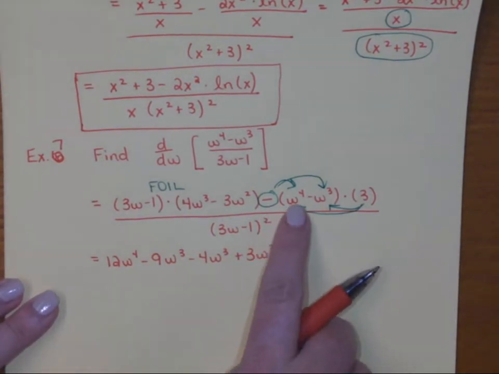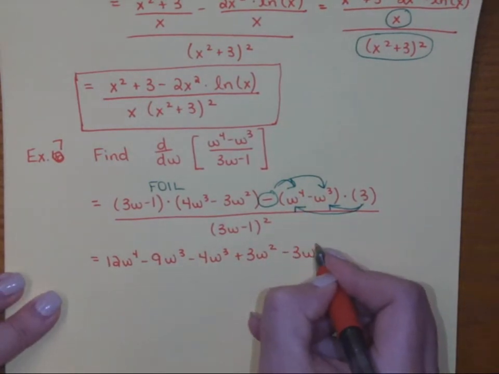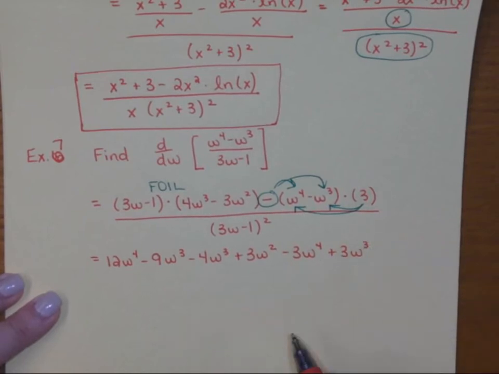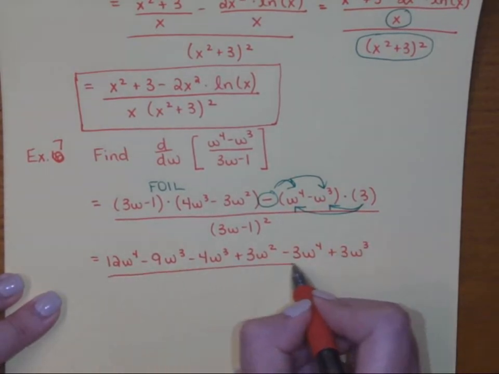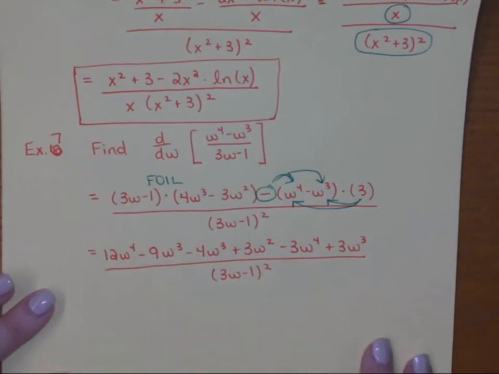And then remember, we're really multiplying through by negative 3. So this is going to be negative 3w to the 4th plus 3w cubed, and then again it's all over the bottom squared.